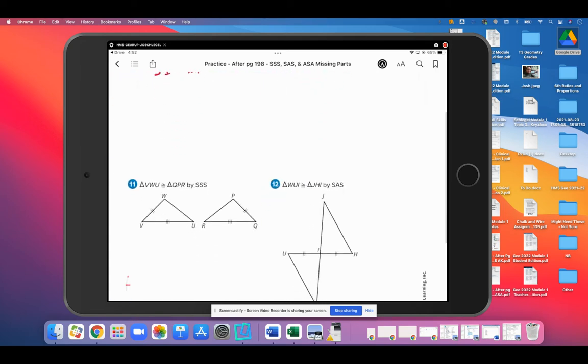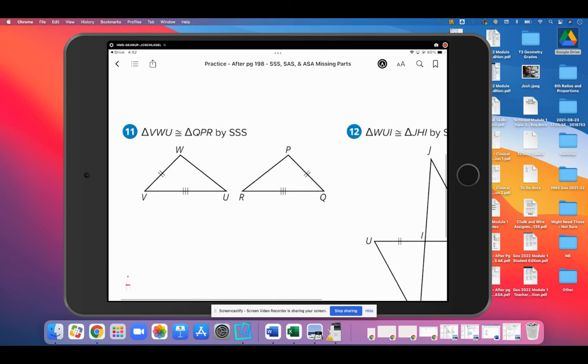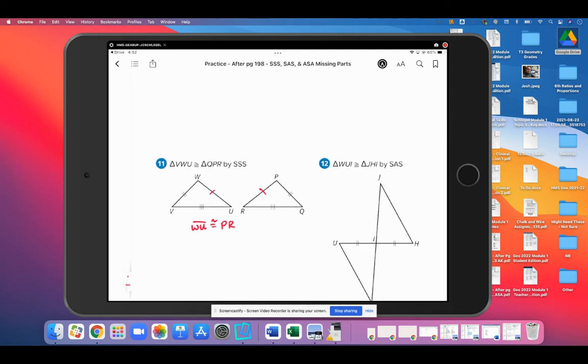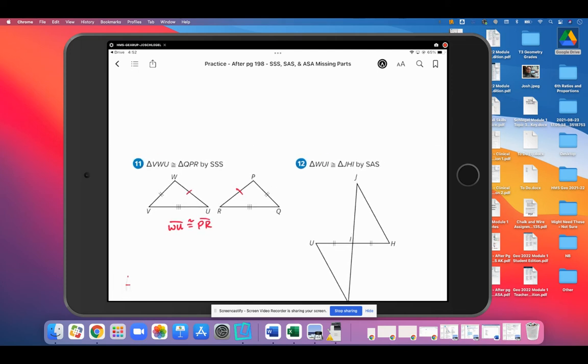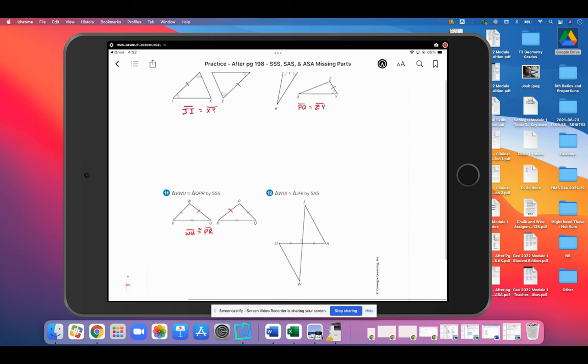Number 11. We want side, side, side. This one is pretty obvious. I would need to know the missing side of each of these is congruent. And so I would need to know that WU is congruent to PR. That's it for number 11. Oops, forgot my line symbol. And I forgot to make both of these into congruence symbols.